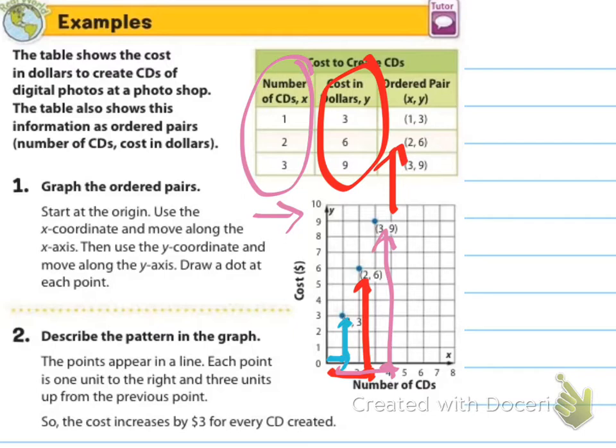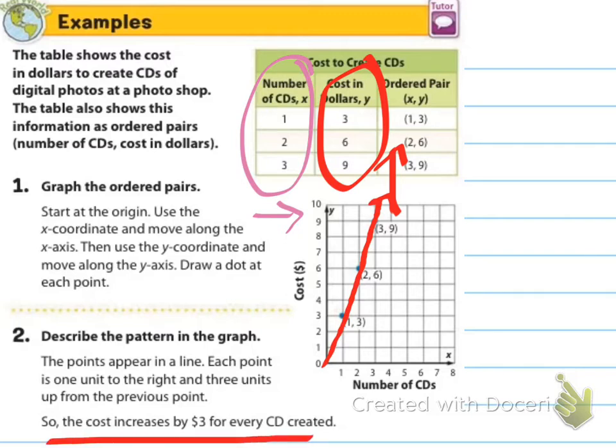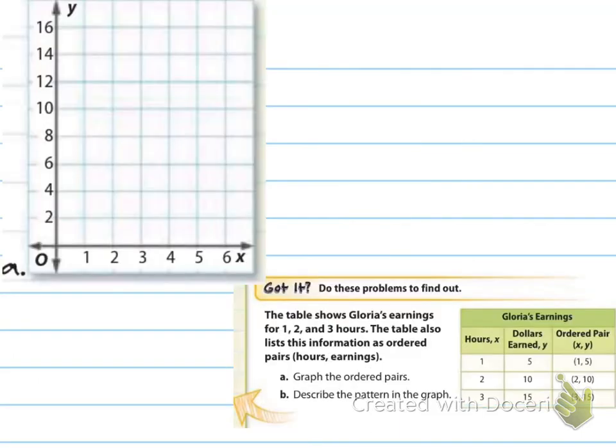So then it wants us to describe the pattern. Well, we see here that as we are climbing up in the amount, for every 1 CD that we increase, the cost increased by $3 because they're $3 each. So that makes sense, right? So the cost increases by $3 for every CD we created.